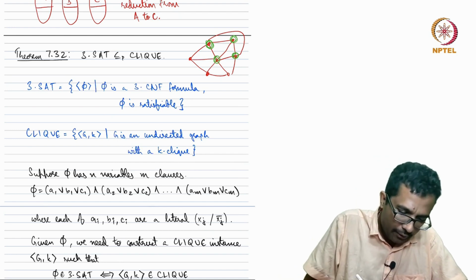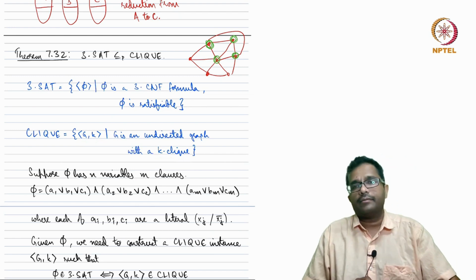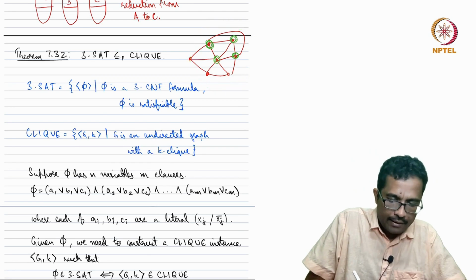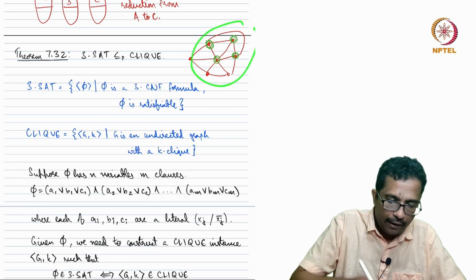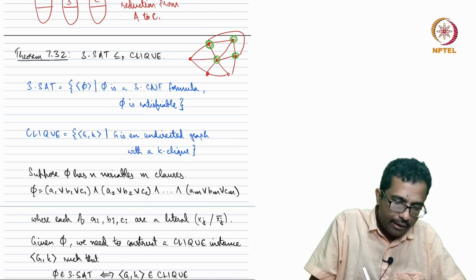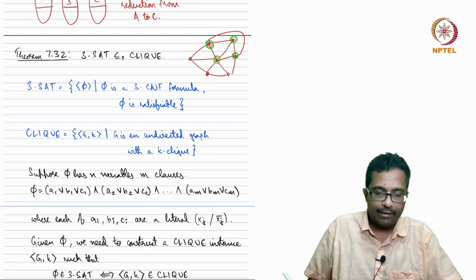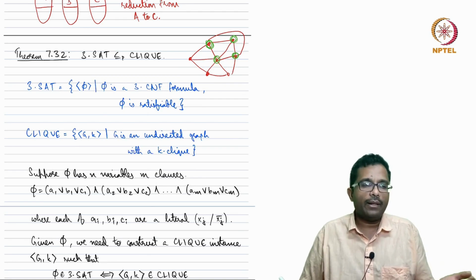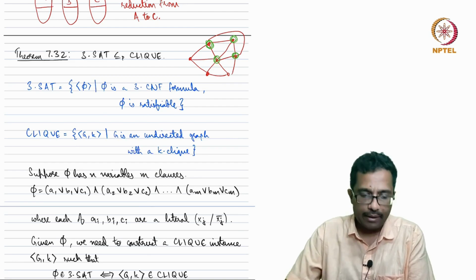So the clique problem consists of a pair G and K, where G is an undirected graph with a K-clique, right? So if the graph that we have drawn over here is given with the number 4, it will be a yes instance with K equal to 4. But if it is given with the number 5, it will be a no instance, because there is no clique of size 5. If it is given with the number 3, again it is a yes instance, because you could take these 3 vertices and that is a 3-clique, right? So that is the problem of clique. Given a graph G and a number K, you are asking whether there is a K-clique. And 3-SAT I have already mentioned.